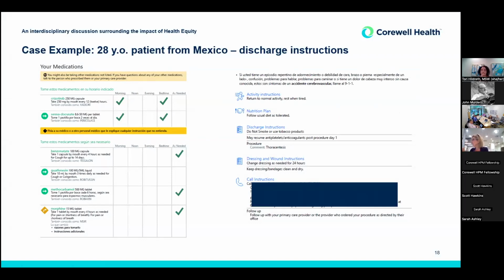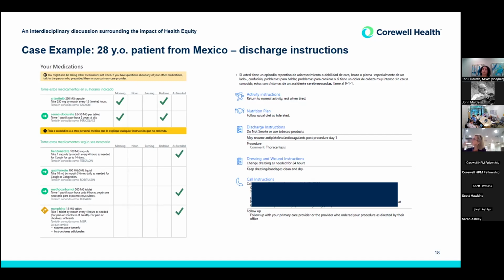If you can read it, you'll see that the senna is in Spanish, but the morphine is in English. And this is a known issue. It's still not fully resolved, that is working through, and it's a limitation of the EMR. If you look at the schedule for when you take your morphine, that's in English.